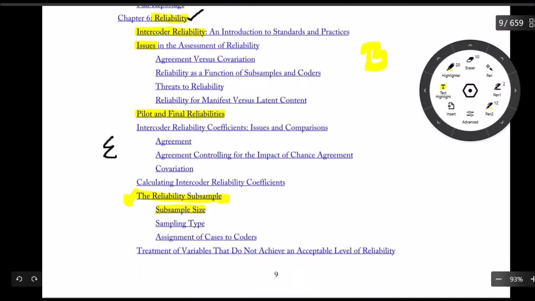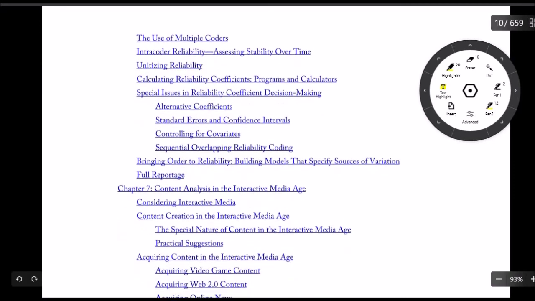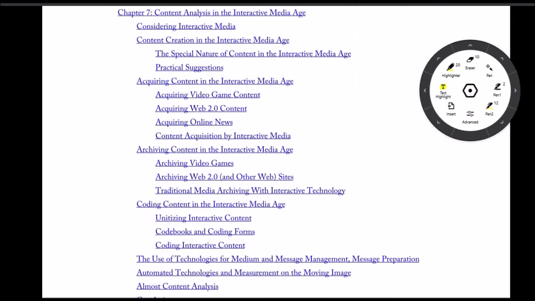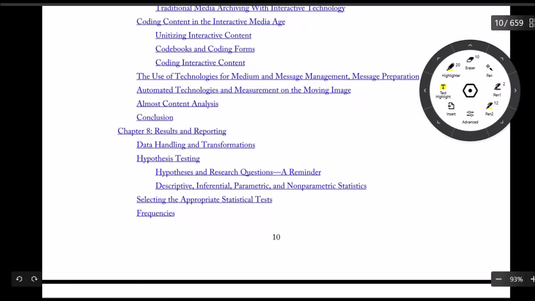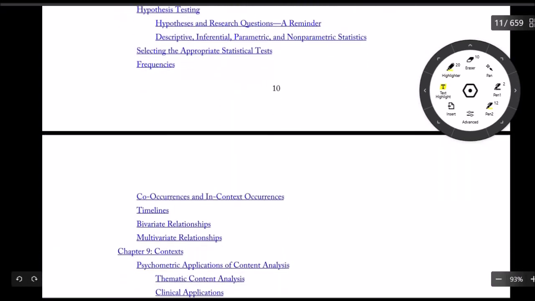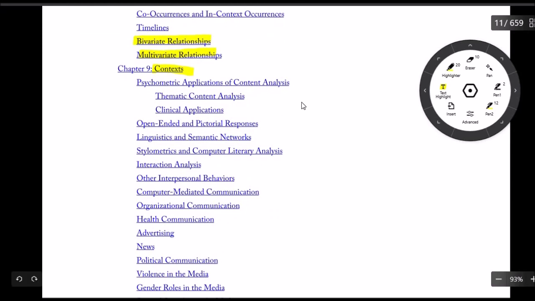So how do you come up with the reliability sample, then subsample size? Can you see the intricacies which are there? And if I'm not wrong, this book was published in 2005, and right now it is 2021, so you can understand how much the things have changed. And that's why I said this is the first thing for anybody who is quite serious. So here you come up with the bivariate relationships, multivariate relationships, and what are the contexts that you are talking about when you are doing this. So you see, it's not an easy one.